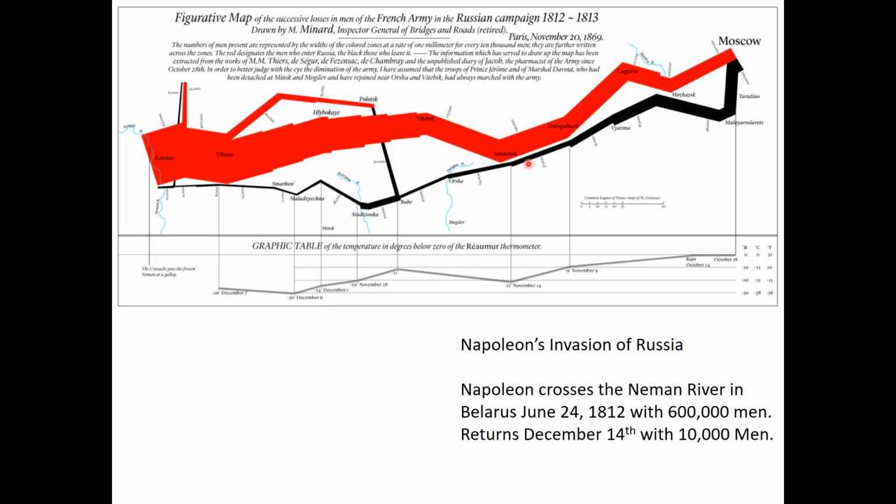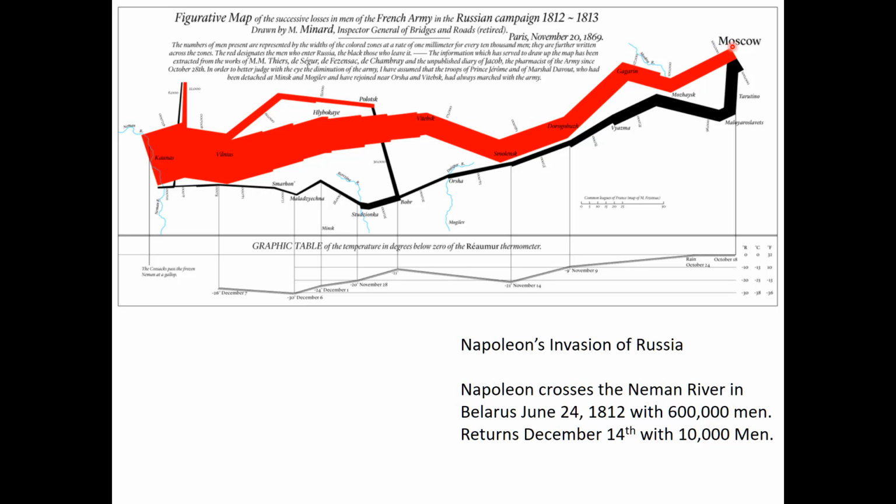So here it is, a figure that shows Napoleon's invasion of Russia in 1812. And this is one of the most famous scientific visualizations, by the way. So if you want to be an aficionado of scientific visualizations, this is a good one to know. This line width represents the size of Napoleon's army.